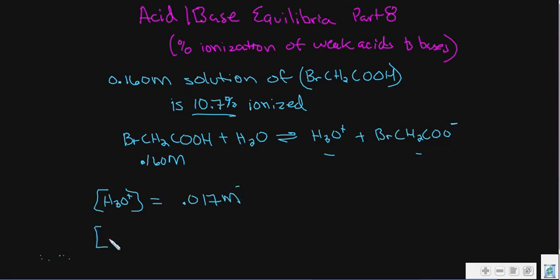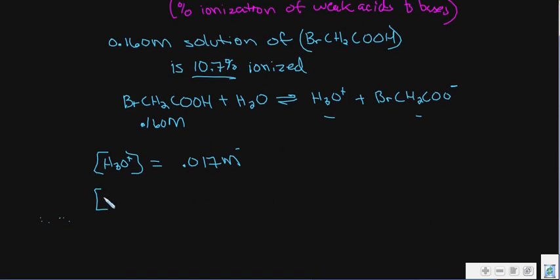And we can figure out the rest of them as well. So if we were to look at the bromoacetate ion, so here's the bromoacetate, CO negative. What's that going to equal? Well, it's going to be the same as this, right? Because these multiply by each other, so x times x. So it's a 1-to-1 ratio, so there we go. So we've got that. Now what about this one?